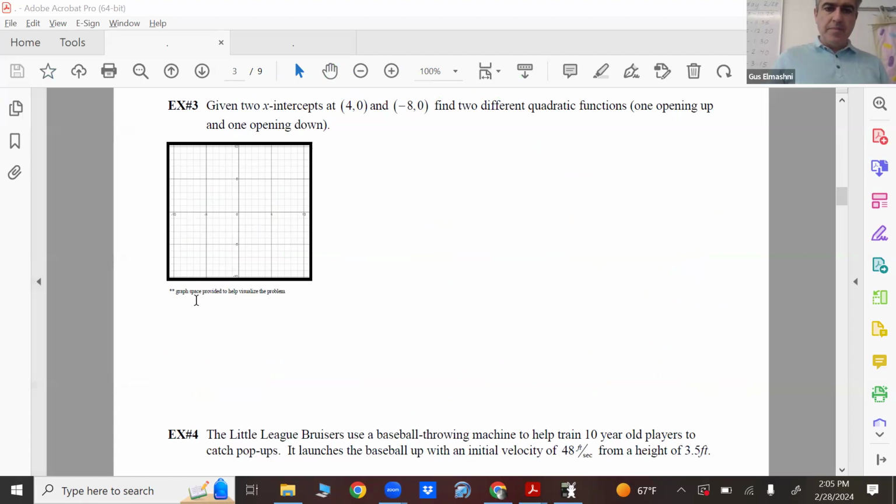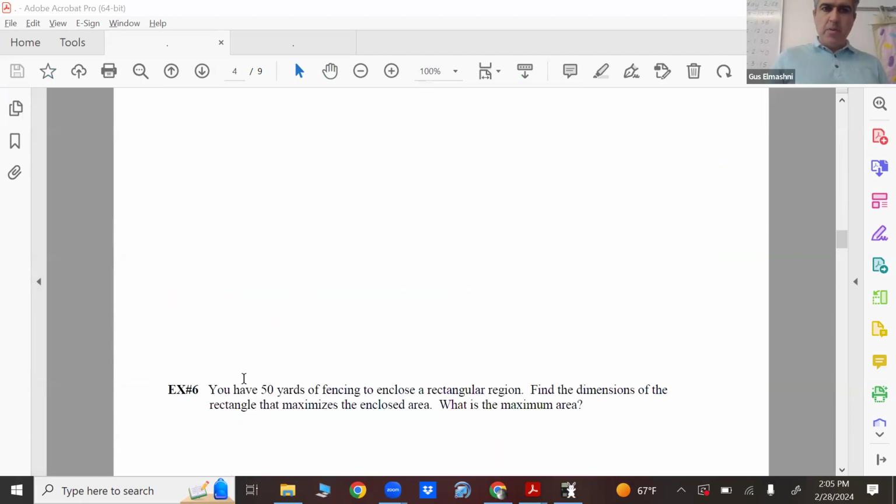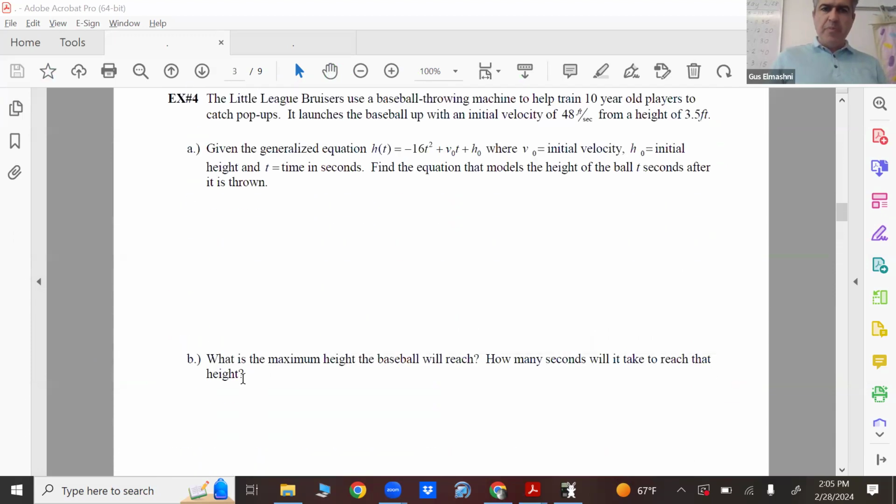We got a word problem here, and then we got a couple more problems to do. Okay. So the Little League Bruisers use the baseball throwing machine to help train the 10-year-old players catch pop-ups. It launches baseballs with an initial velocity of 48 and height of 3.5. Anyone taking physics, by the way? Yeah, you probably have seen some stuff like this, but don't worry, we'll give you the form. You don't have to memorize it. But this is the form for projectile motion. And this is in feet per second.